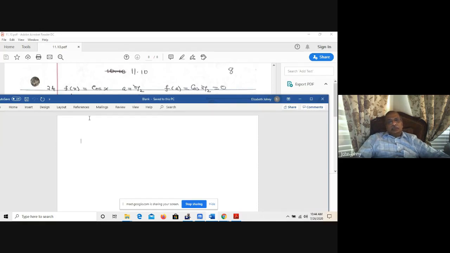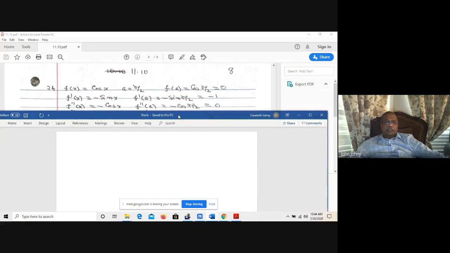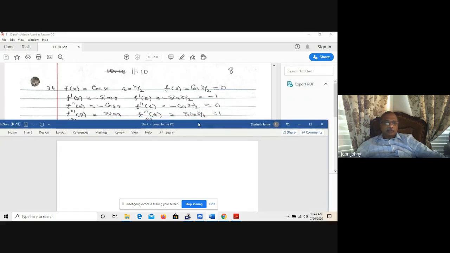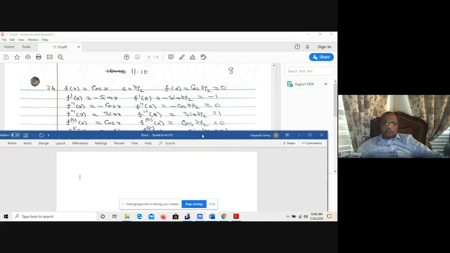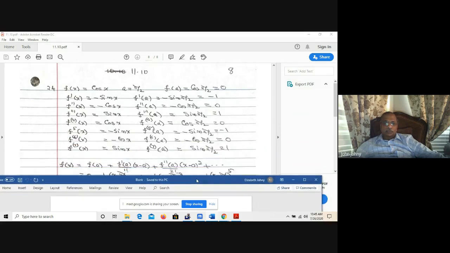So f(a) is equal to cos pi over 2, which is 0. f prime x is negative sine x, so f prime a is negative sine pi over 2, that's negative 1. f double prime x is negative cos x, f double prime a is negative cos pi over 2, which is again 0. And f triple prime x is sine x, therefore f triple prime a is sine pi over 2. This is 1, and this is going to repeat. So next is 0, next one is negative 1, next is 0, next is 1, and so on.